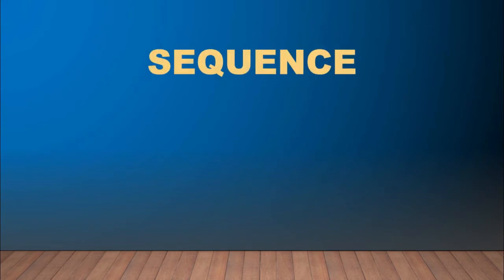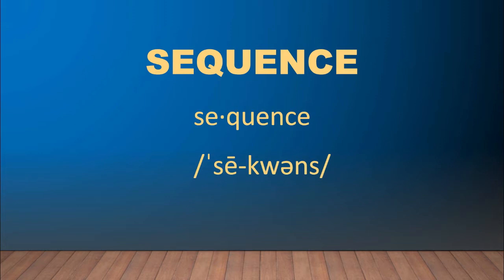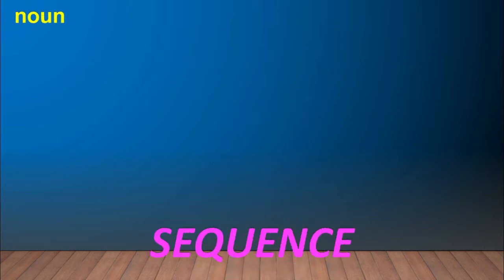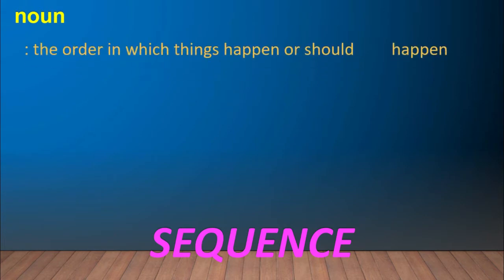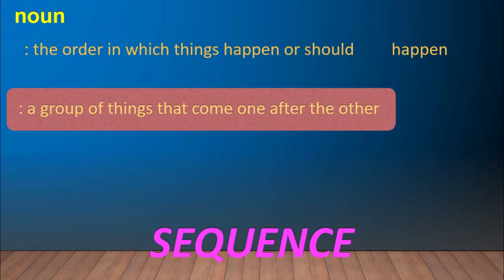Now, when you go check a dictionary or when you search in Google, this is what you'll see. So, sequence. This is how the word sequence is spelled and pronounced. Now, what is a sequence? The word sequence is a noun. One definition states that it is the order in which things happen or should happen. A second definition states that it's a group of things that come one after the other.